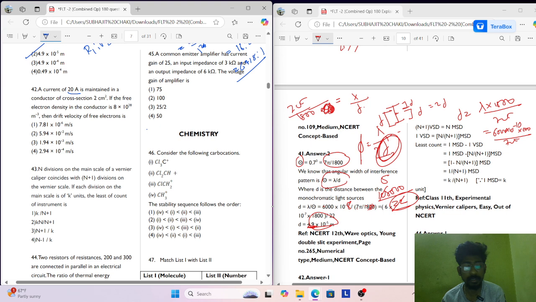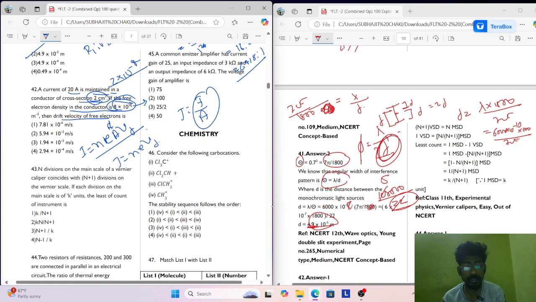A current of 20 ampere is maintained in a conductor of this cross section. If the free electron density of the conductor is this, find the drift velocity. I equals NeAVd. A you can calculate from this cross section, 2 into 10 to the power minus 4, right? Electron density is there. J equals I by A. So from this you can say J equals NeVd, right? The drift velocity of the electron, so Vd will be equal to J by Ne.